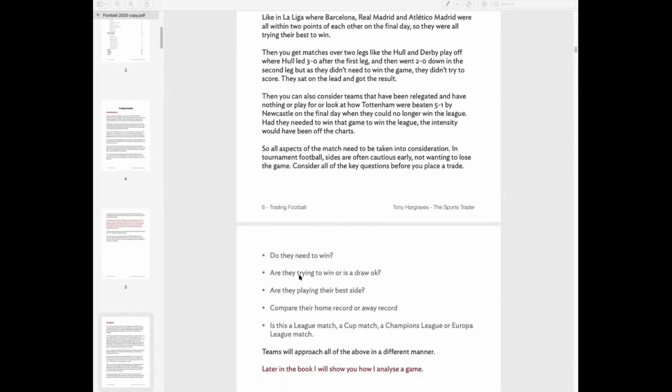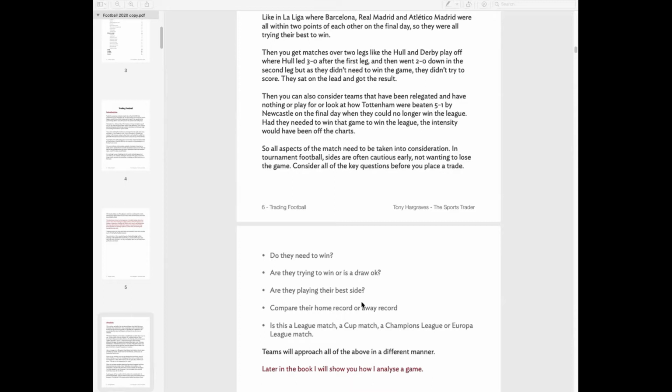So you ask yourself some questions. Do they need to win? Are they trying to win or is a draw okay? Are they playing their best team? You know, you might have a side that's already secured Champions League spots and they've got an FA Cup final coming up. And then they might put out a weakened side a few days before.